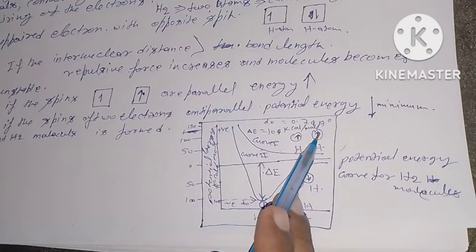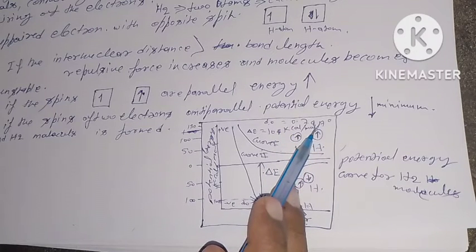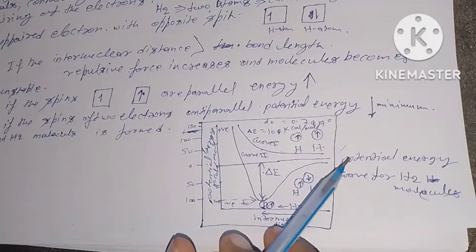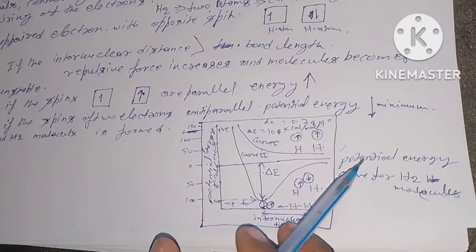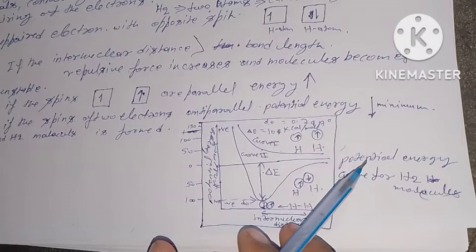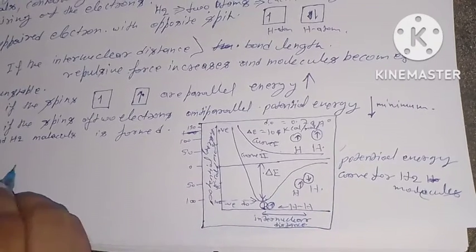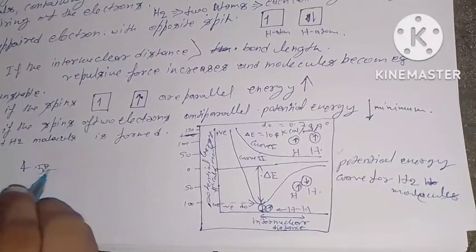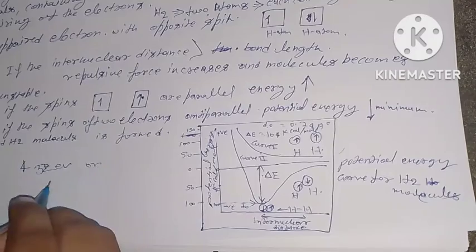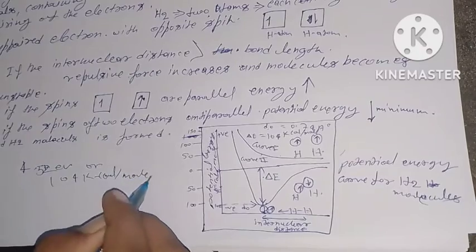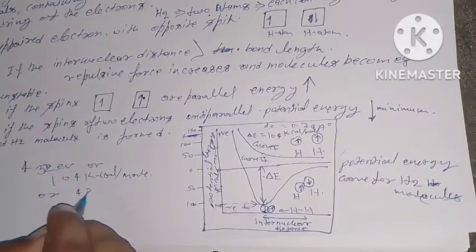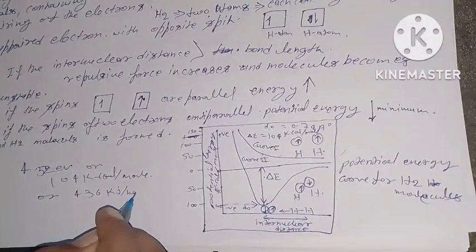If the internuclear distance decreases to less than 0.74 angstrom, a repulsive force is developed and the H2 molecule becomes unstable. The potential energy or binding energy corresponding to bond distance 0.74 angstrom is found to be 4.52 electron volt, or 104 kilocalorie per mole, or 436 kilojoule per mole.